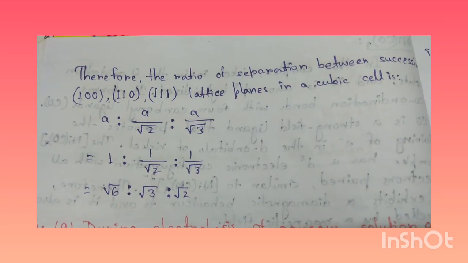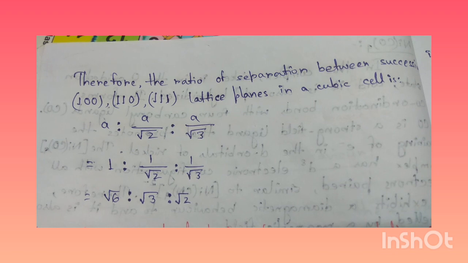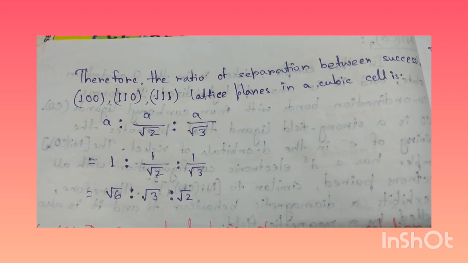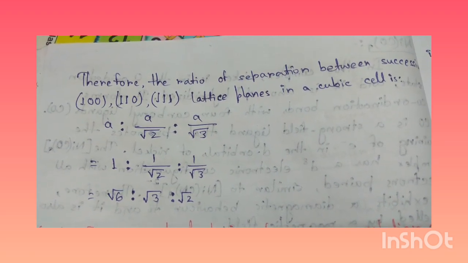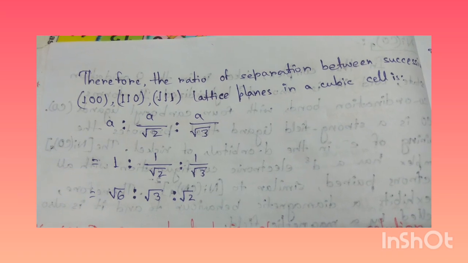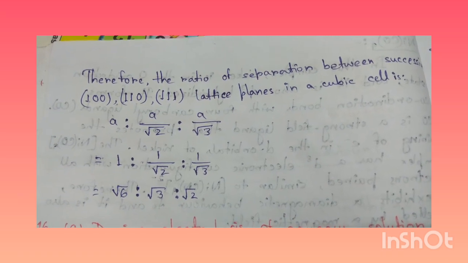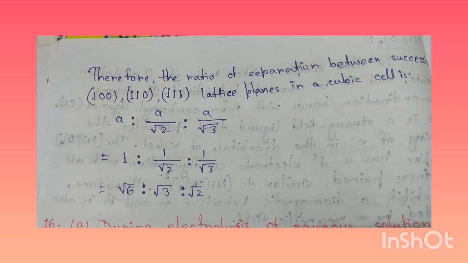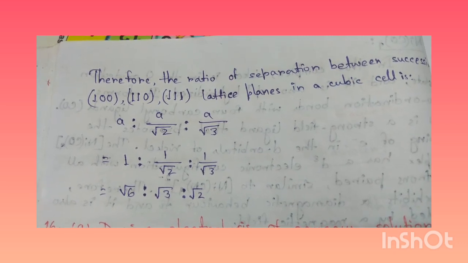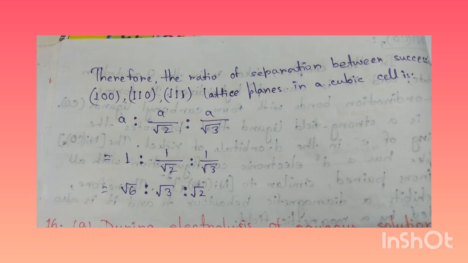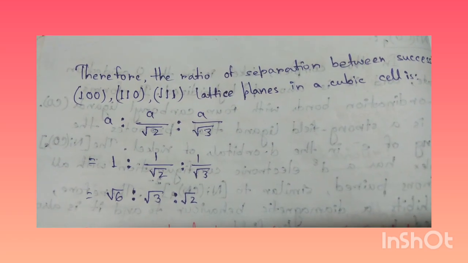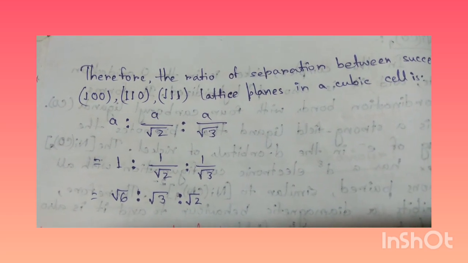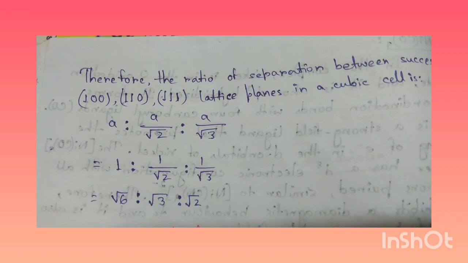So we have to find the ratio. Therefore the ratio of separation between successive 100, 110 and 111 lattice planes in a cubic cell is a is to a by root 2 is to a by root 3, which is equal to 1 is to 1 by root 2 is to 1 by root 3. Simplifying this, it is equal to root 6 is to root 3 is to root 2.